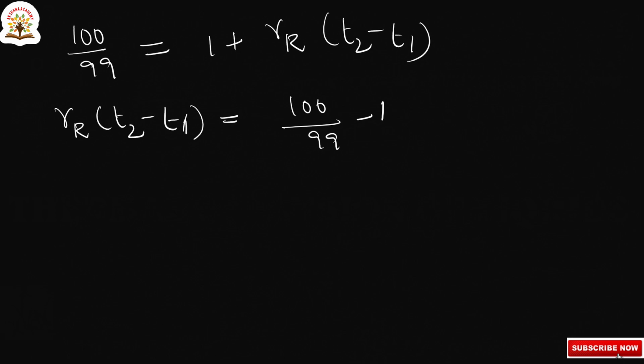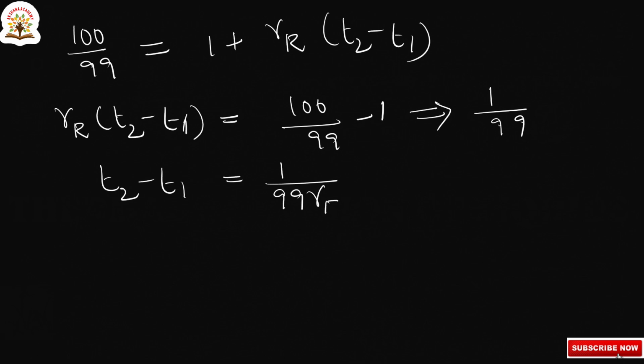So this becomes (100 minus 99) by 99, nothing but 1 by 99. So gamma R of (T2 minus T1) equals 1 by 99, so T2 minus T1 equals 1 by (99 gamma R). So T2 equals 1 by (99 gamma R) minus T1, and T1 going to this side becomes plus T1.